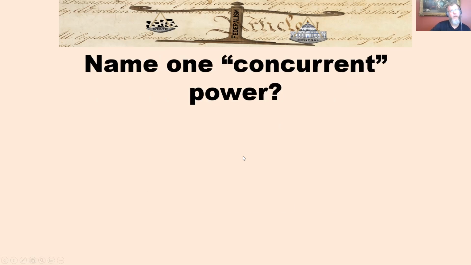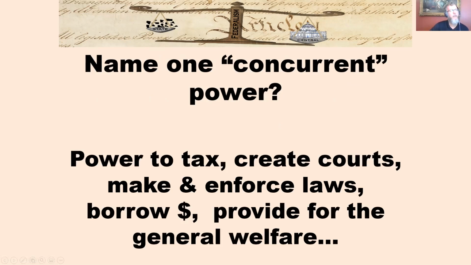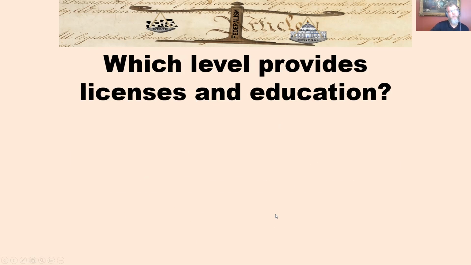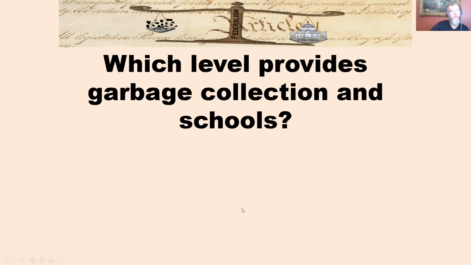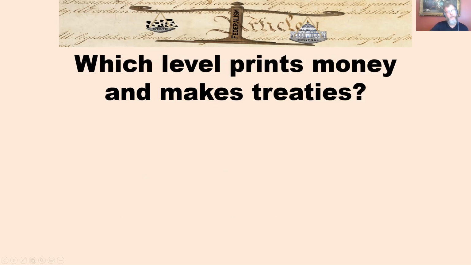Name one concurrent power: taxes. Everybody wants the tax. There are several of them listed here. Which level provides licenses and education? That's all at the state level. Which level provides garbage collection in schools? Now, this is not about education. Who's responsible? That falls down to the local level. Which level prints money and makes treaties? Well, it's strictly the federal. We don't want states doing all that too.